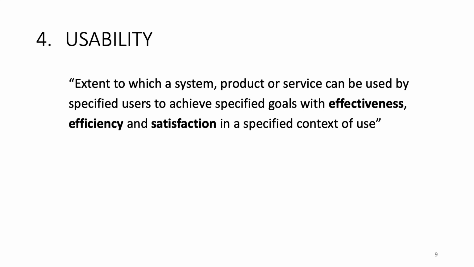Again, you can find many different books, different authors, and different people not agreeing on a common definition for usability. But the one we're going to use is the one defined by the ISO. Usability is the extent to which a system, product, or service can be used by specified users to achieve specified goals with effectiveness, efficiency, and satisfaction in a specified context of use.